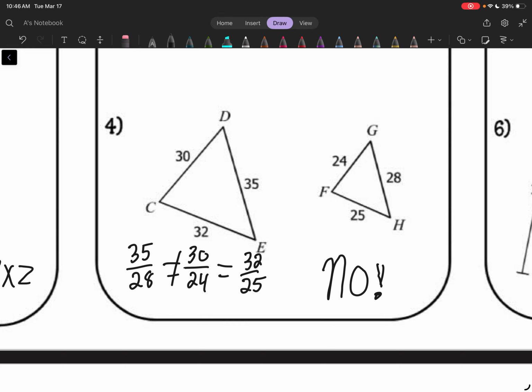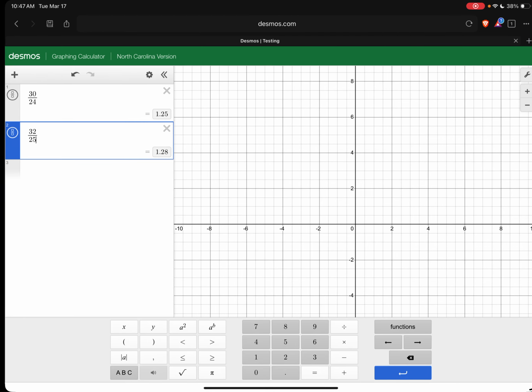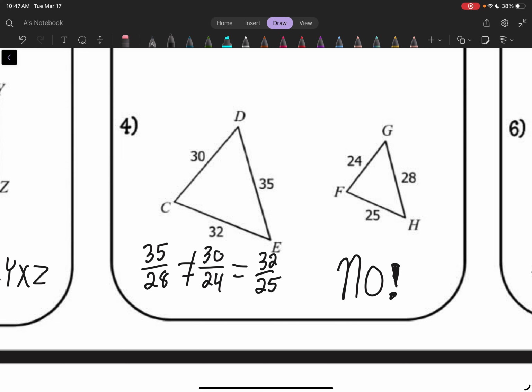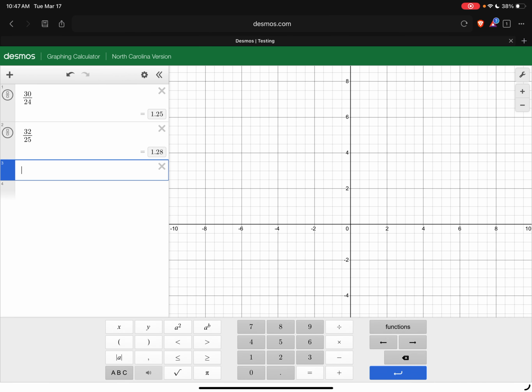Not similar, because it is not equal. I could do the other one. 35 and 28. If I divide, I could do that one. It is 1.25, but the 32 over 25 is not the same value, therefore it does not work.